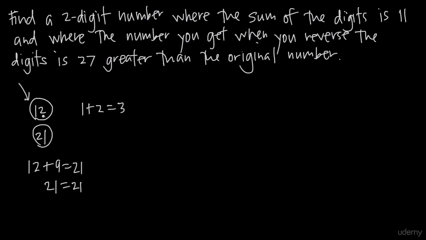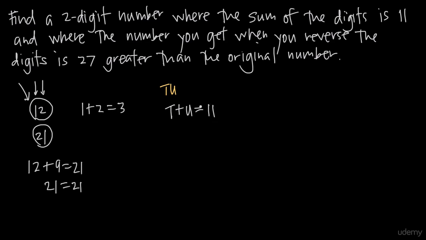We have to realize that we have a tens place and a units place. 1 is in the tens place and 2 is in the units place. So we'll go ahead and write our original number as TU. We know that the sum of the digits in this number is 11. So we know that T plus U is going to be equal to 11.